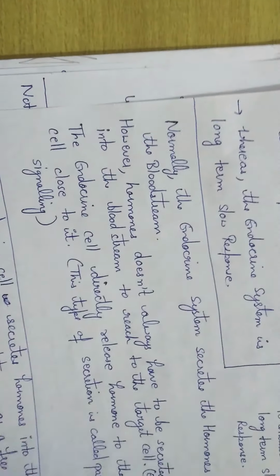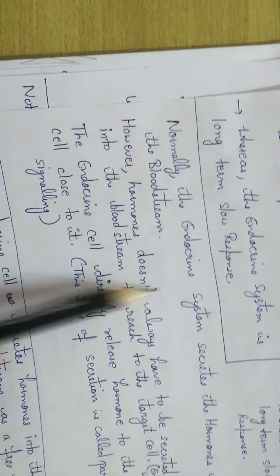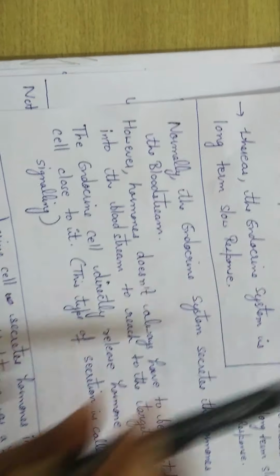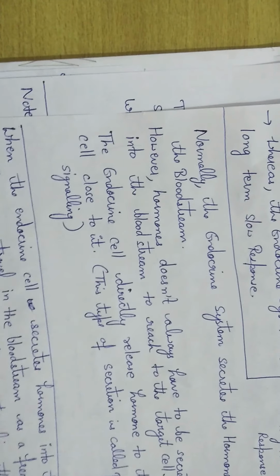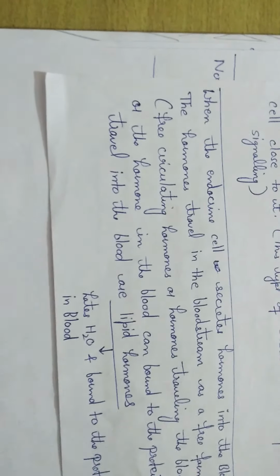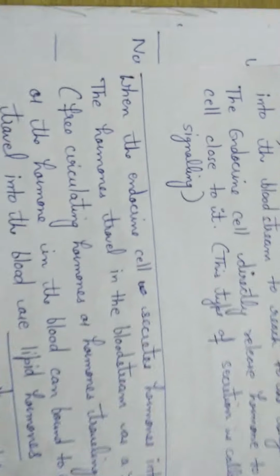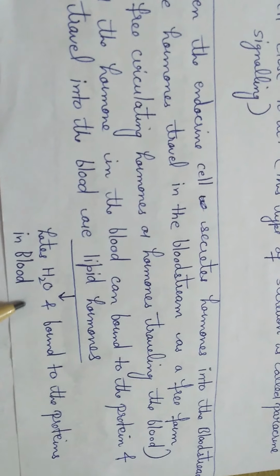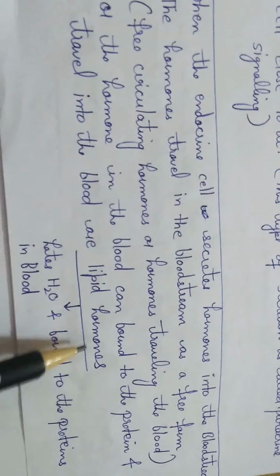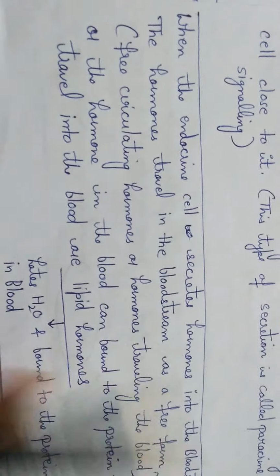So again, I have written all these points, which I have explained over here. So now I will be covering the hormones. Hormones are basically of 2 types. Some hormones are lipid hormones. That means they hate water and they are bound to proteins in the blood. So these hormones are known as lipid hormones.